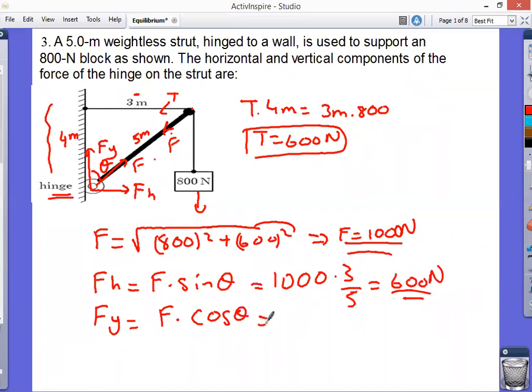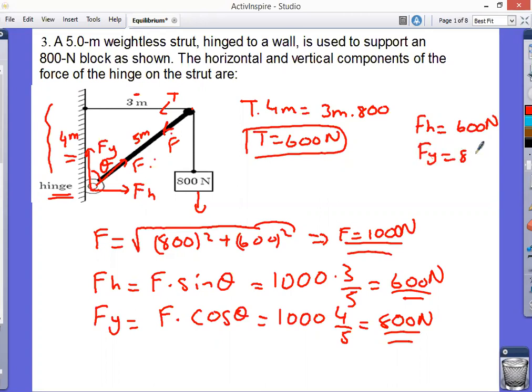So the second one, for the vertical component, again our F is 1000. What about cos theta? Cos theta this time is going to be adjacent over hypotenuse. So it's going to be 4 over 5. So when you multiply this, you're going to get 800 Newton, our answer. Okay? So the answer of number 3 will be F horizontal 600 Newton and F vertical 800 Newton. Okay? This is going to be the answer. Any questions? You guys have?